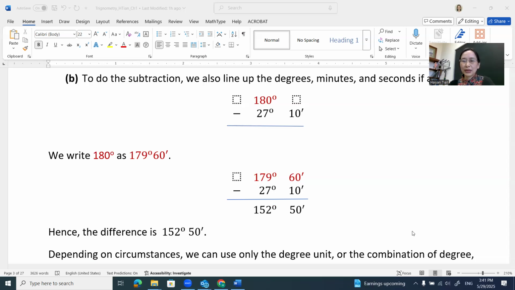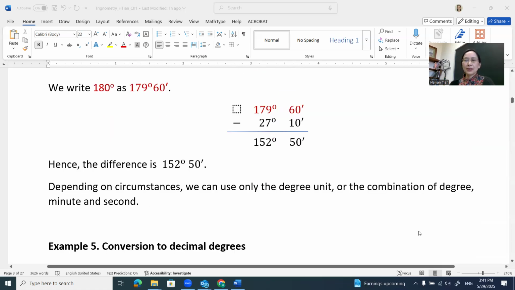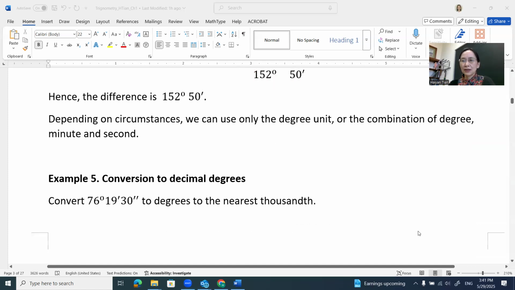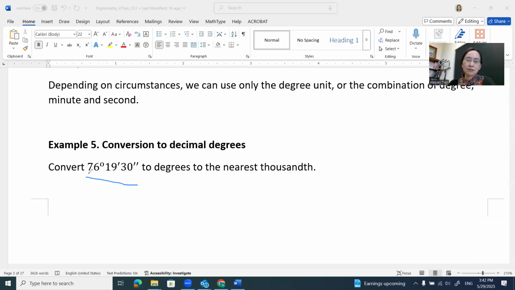So not only can we do addition and subtraction of two angles, we can also convert an angle using only a degree measure. Yeah, convert, for example, this angle, which has degrees, minutes, and seconds, but we want to use only degree. That means we will have a decimal degree. How do we convert?